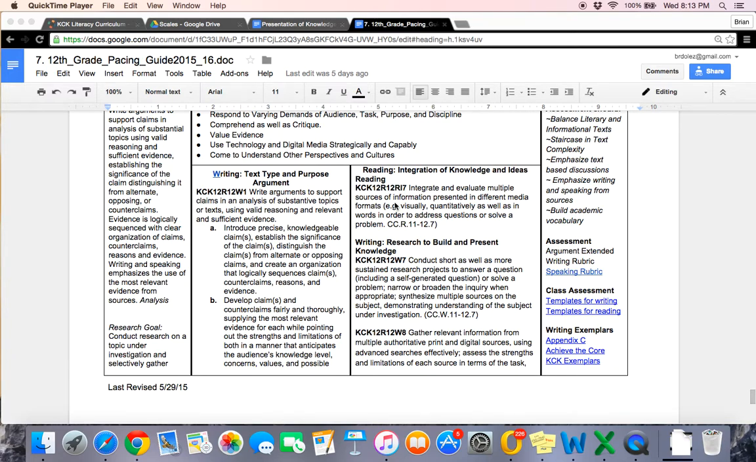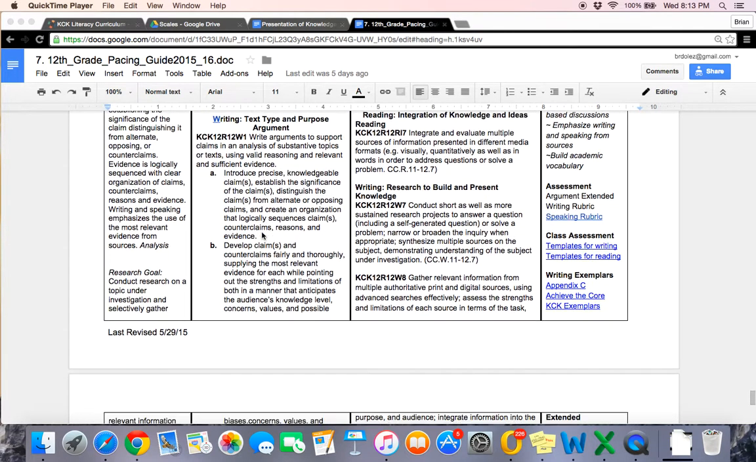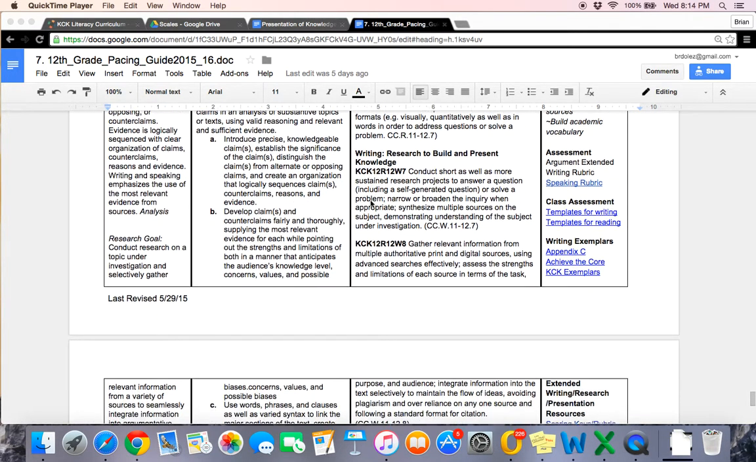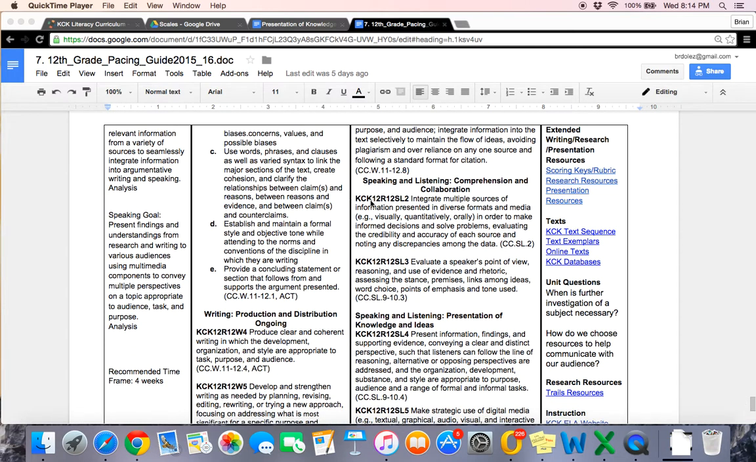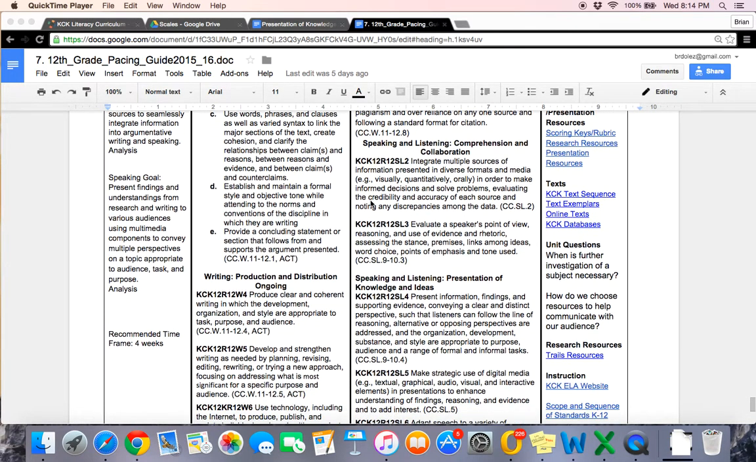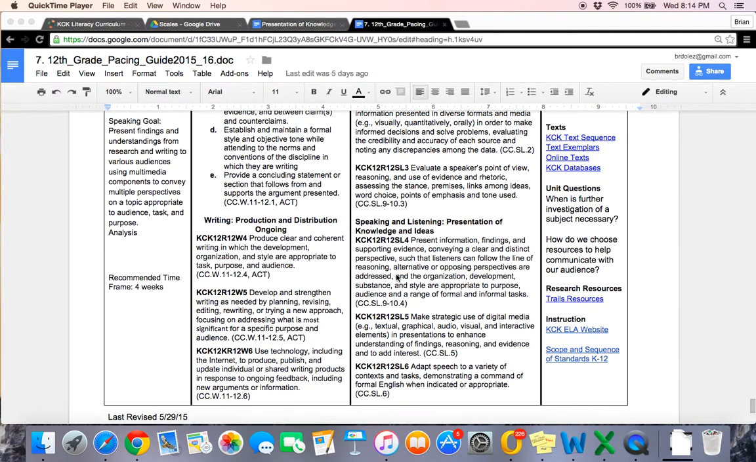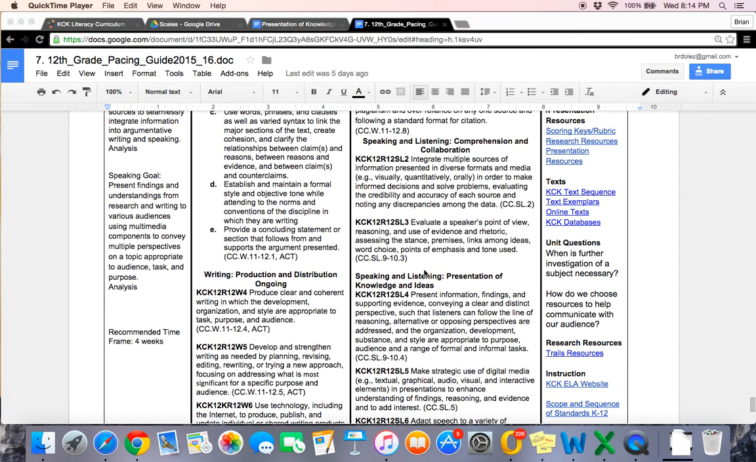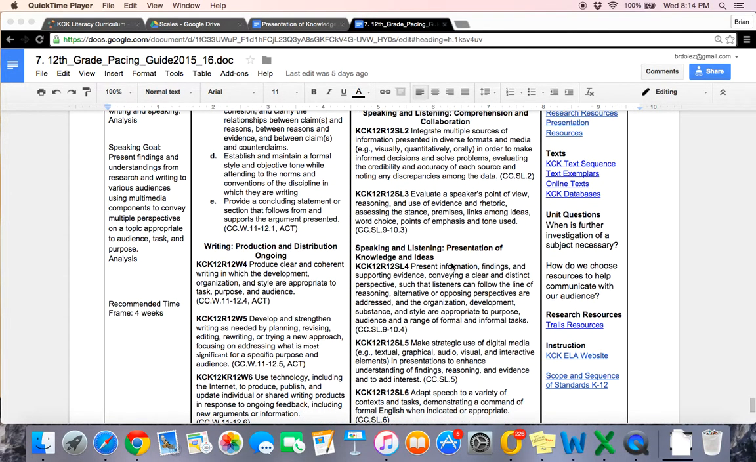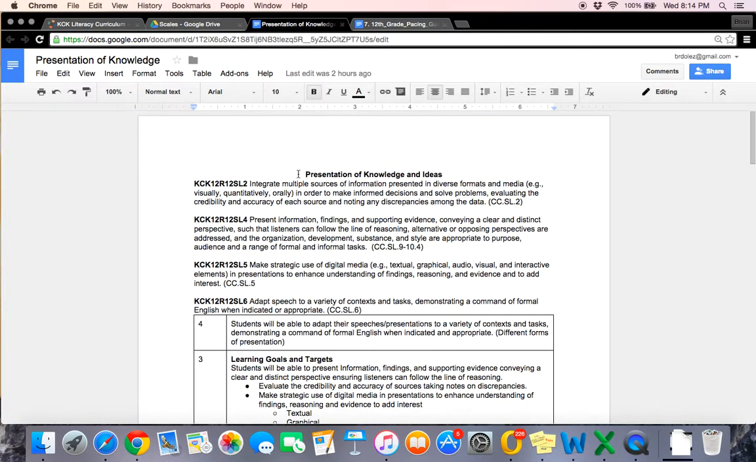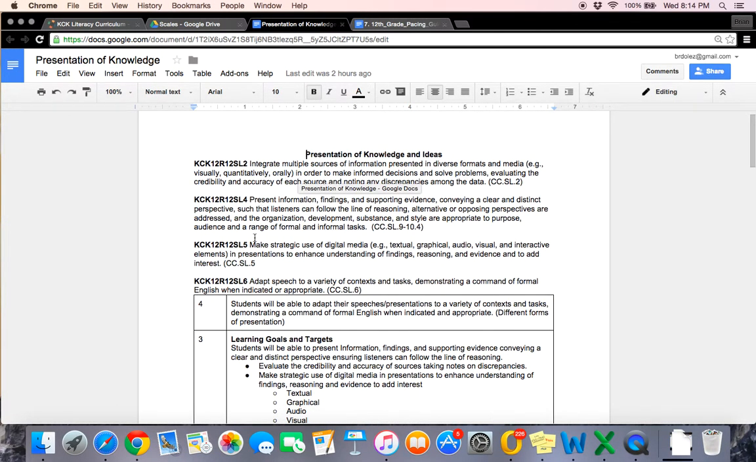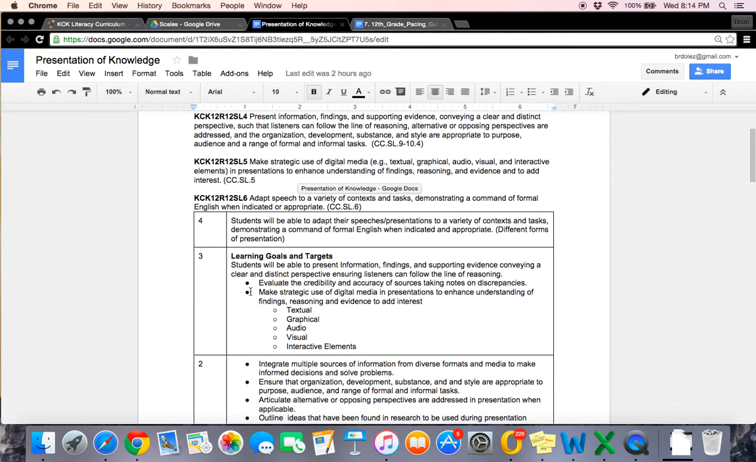standards. In this particular window, you see the writing, but also the research. So I'm in the research unit right now. So looking at the research standards for 12th grade, in particular, I'm honing in on the speaking and listening standards, in particular, the presentation of knowledge and ideas. So I'm looking here at what standards I think I could group to create a performance scale that has more than one standard. So I chose these four standards, SL2, 4, 5, and 6, to create a performance scale.